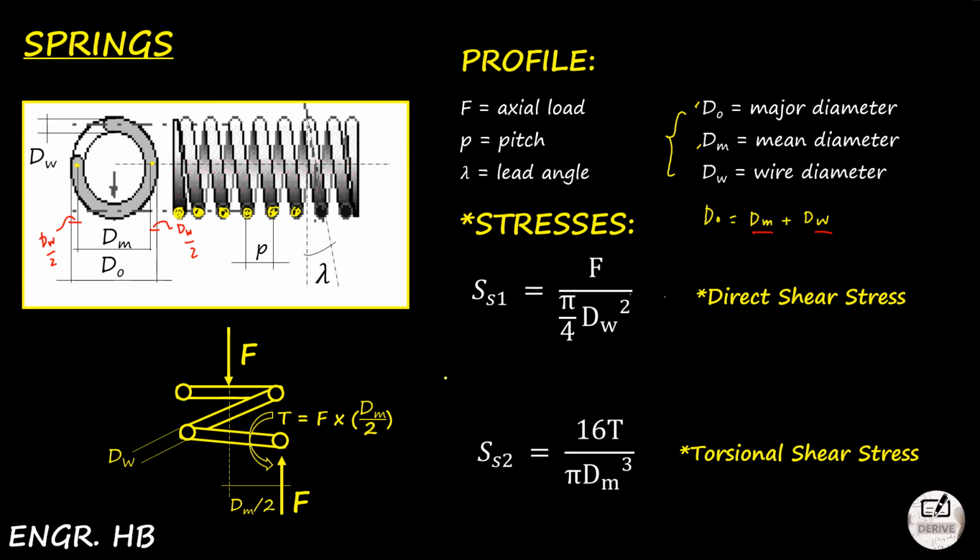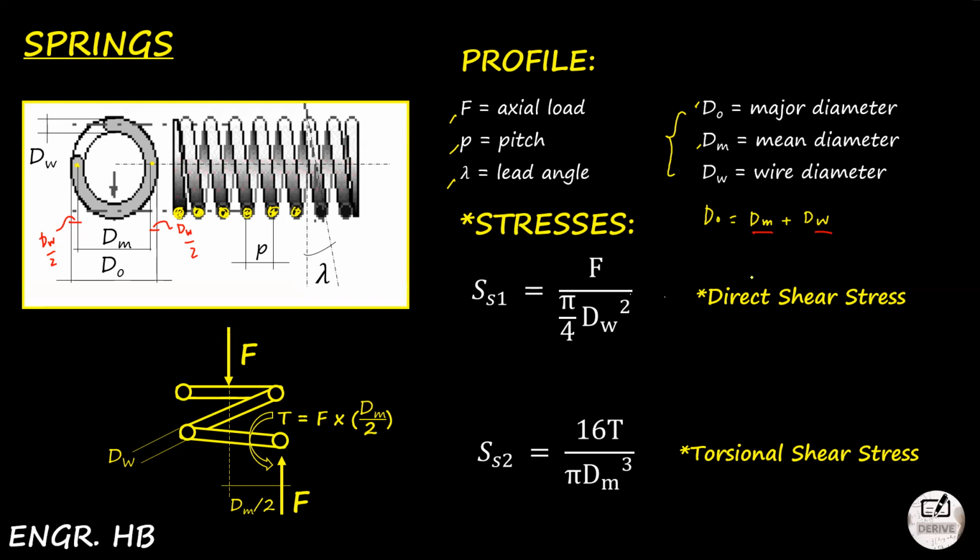So, ano-ano pa yung mga letters na makikita natin? So, we have the small p, para siyang pitch, parehas siya sa thread, no? Yung mga distance ng kada adjacent parts. And we have this sign na lambda, that's the lead angle, meron siyang formula later. And of course, this letter F is the axial load of the spring, o yung load na sinasalo ng spring mo. Okay, so proceed tayo sa stresses.